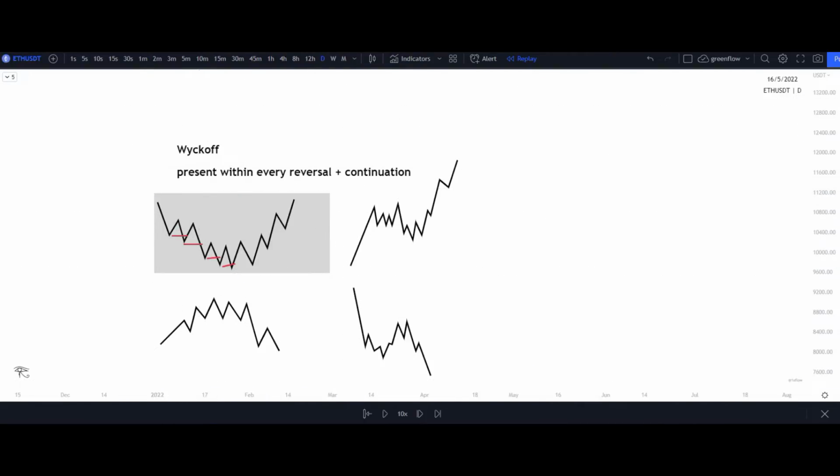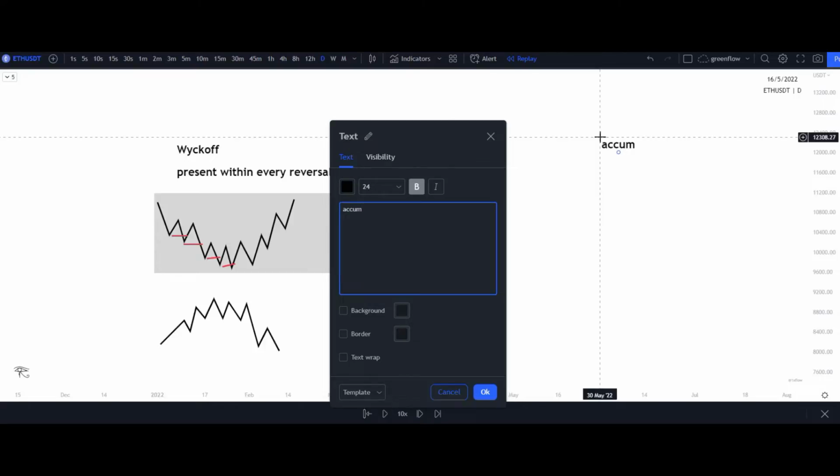So the whole point of accumulation, and let's just draw this out to the side right here, is to manipulate early buyers before a reversal.